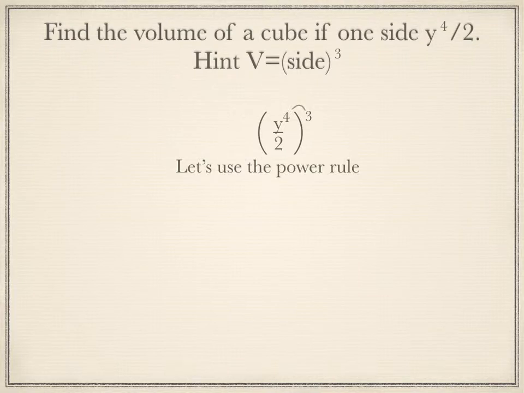So we've got 3 times the exponent on the y, which is our 4. So 3 times 4 is 12. And then we're going to take 2 to the third power, because 1 times 3 is 3. So we get 2 to the third power, which is 8. So we get y to the 12th over 8. And that's it.